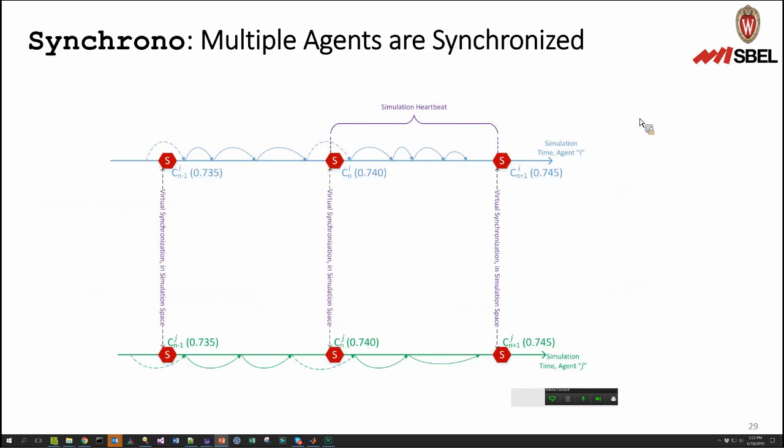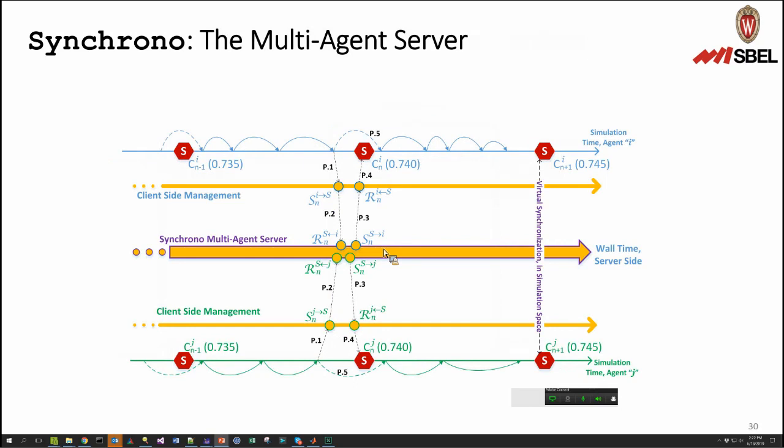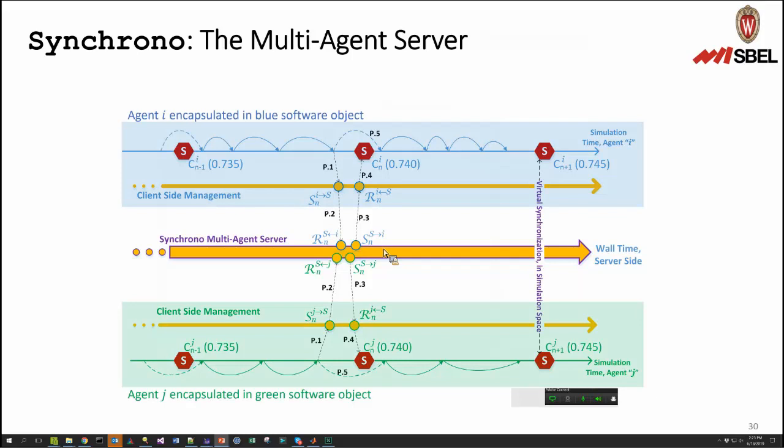And this synchronization is enforced by what we call a simulation heartbeat. If one simulation on one node for one vehicle happens very fast, that node needs to slow down and basically spin in place until the slower agent catches up, and they maintain this time coherence. I'm not going to get into details, but that's basically the gist of it. And this is essentially what the Synchrono Dynamics Server accomplishes. What the communication server accomplishes, I'll talk about in probably 2 or 3 minutes.